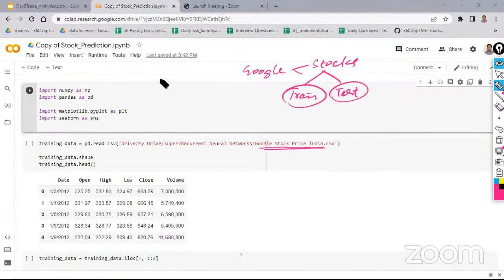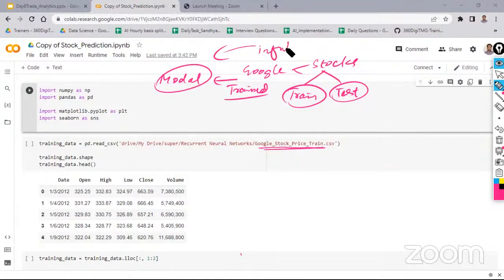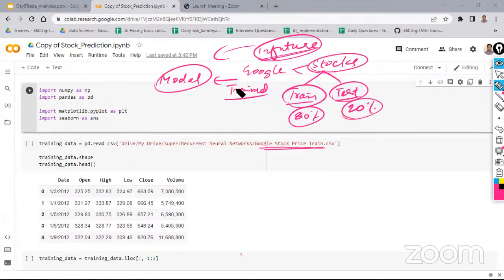Because I am creating a model and I need to get this model trained. Only then will it be ready for future data. I am not picking any future data. Whatever data I have, I will just split it into train and test, where 80% of the data will be used for training and 20% will remain for testing.